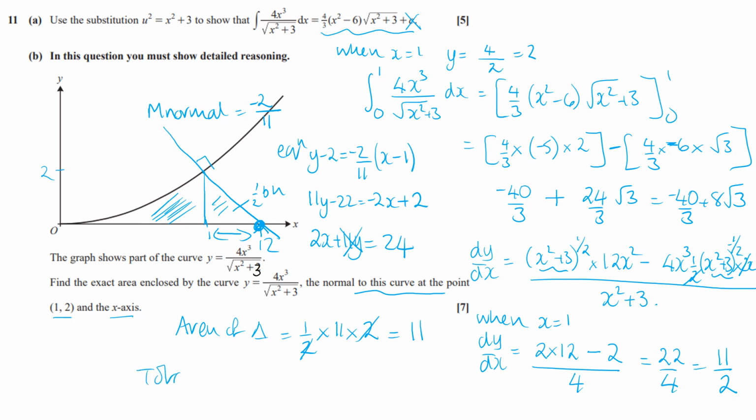So the total area will be our 8 root 3 minus 40 over 3, and then add on the 11, which comes to 8 root 3 minus 7 over 3.